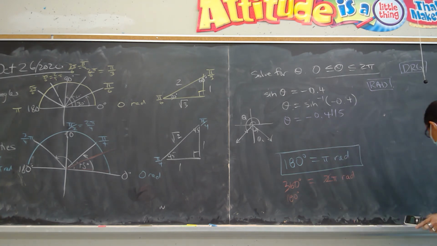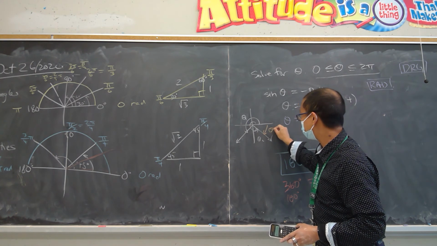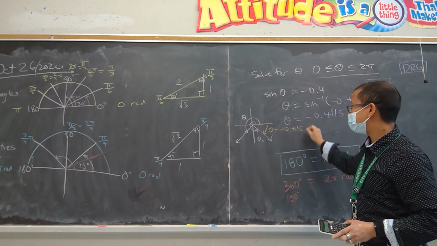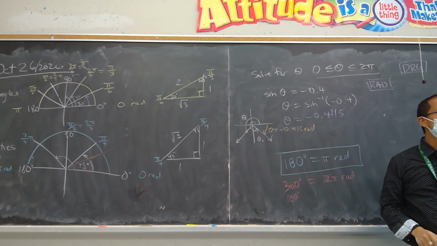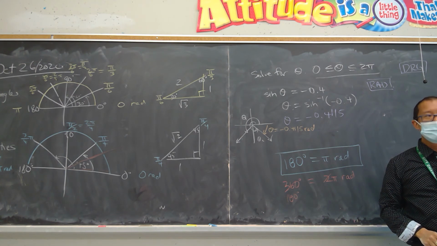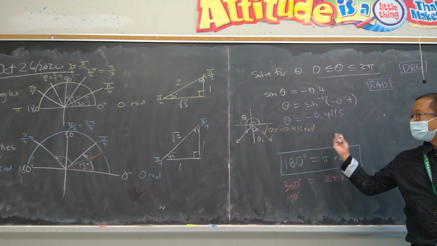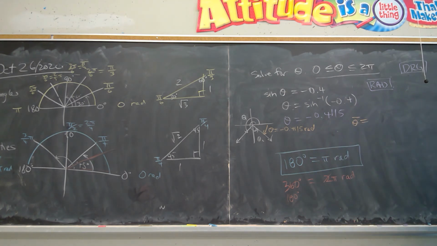Well, what does that mean in orange chalk? This answer is actually this. Everyone see that? The negative tells us it's going clockwise. So you have to be thinking in radians, not degrees. But a lot of you can tell me the related acute angle. What is it? Yeah, 0.41. That is correct.